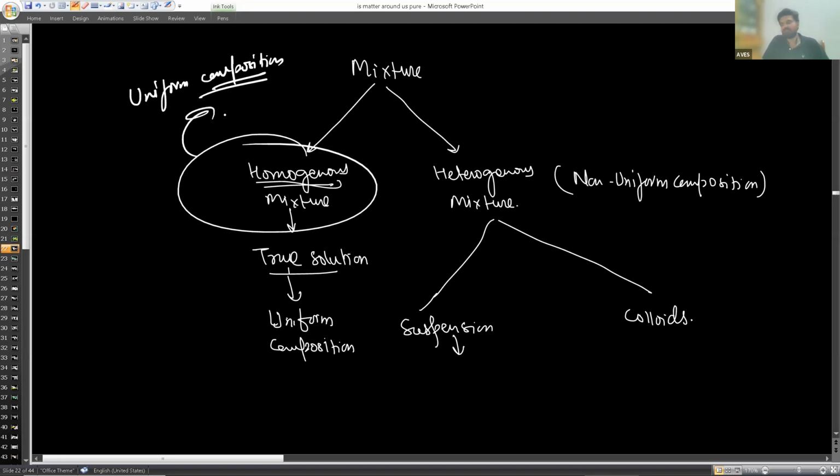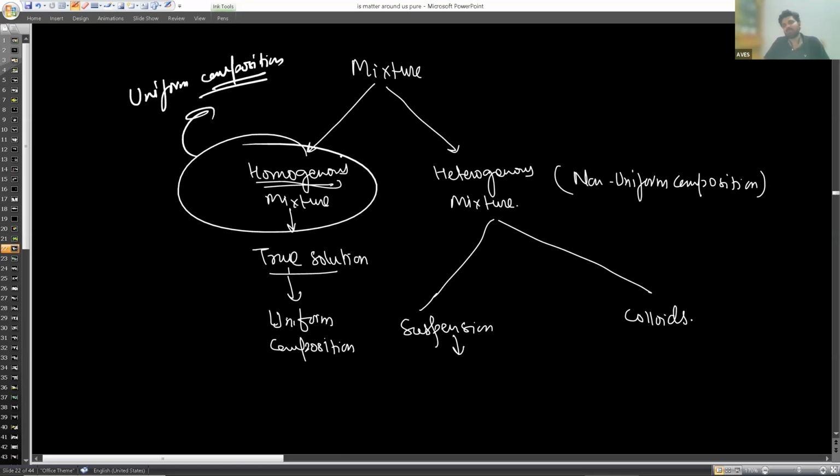In the previous class I gave you examples. The homogeneous mixtures are those mixtures that have uniform composition throughout the solution. Uniform composition means if you take a sample from anywhere and multiple times, it is going to give you the same composition.